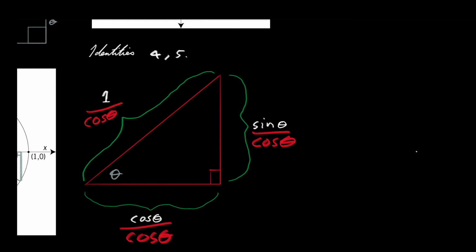Now the adjacent side ends up having a side length of 1, and the opposite side ends up having a side length of tangent of theta. So it's just the same triangle as in the Pythagorean identity, but it's been scaled. And scaling a triangle changes none of the trigonometric relations between angles and side lengths.